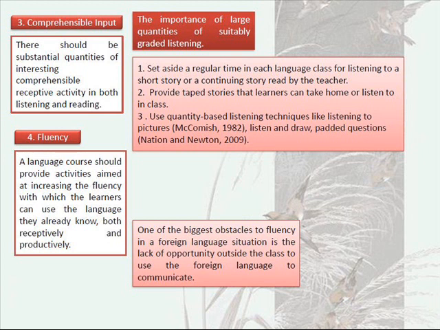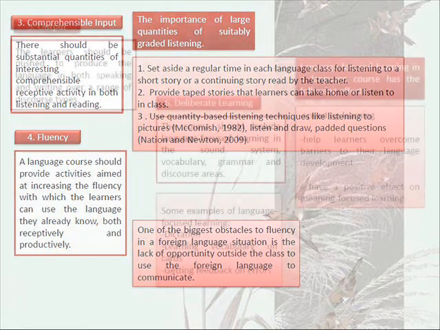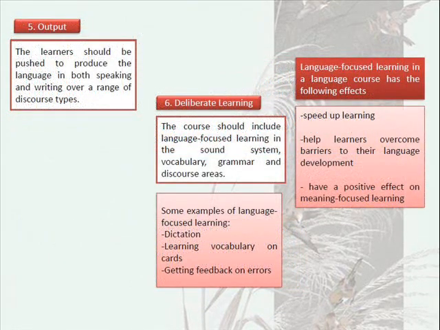And the next one we have fluency. A language course should provide activities aimed at increasing the fluency with which the learners can use the language they already know, both receptively and also productively. One of the biggest obstacles to fluency in a foreign language situation is the lack of opportunity outside the class to use the foreign language to do the communication. And now we will discuss output. The learners should be pushed to produce the language in both speaking and writing over a range of discourse types.